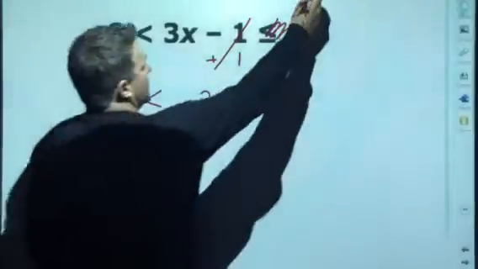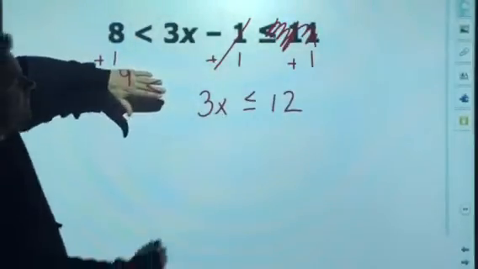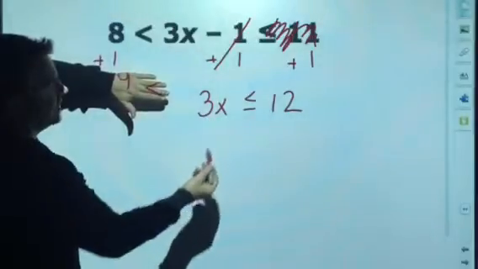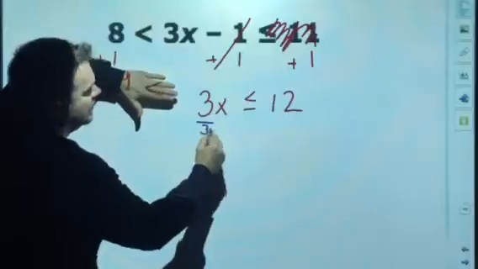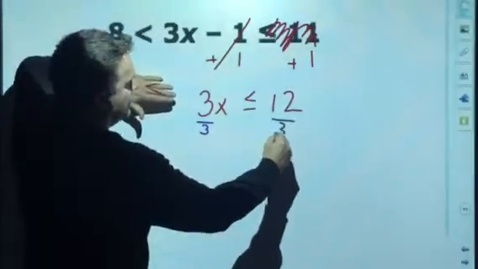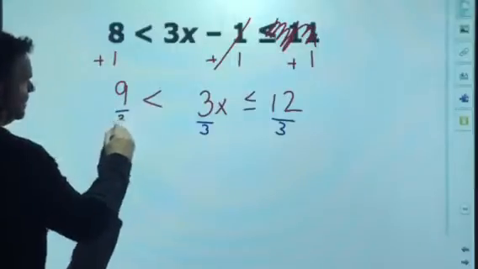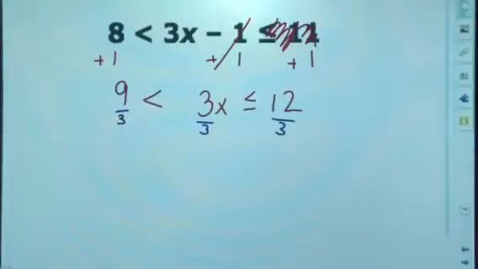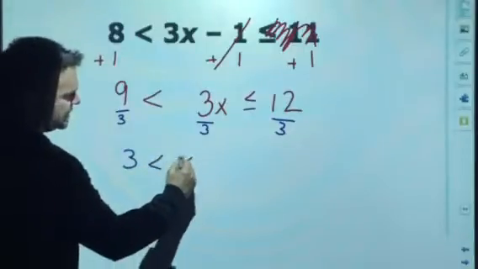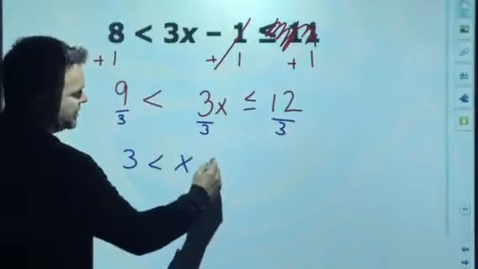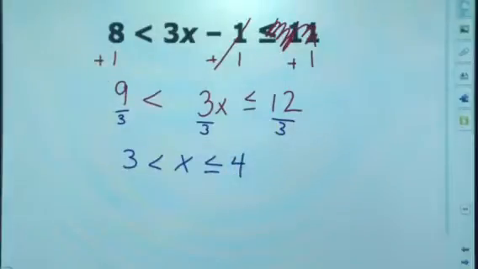Okay, so this time, instead of covering it up, I'll cover it up this way. We have 3 times something is less than or equal to 12. We need to divide by 3 and divide by 3, and then do the same thing to the 9. We're going to divide by 3. So we're left with 3 is less than x, but it is also less than or equal to 4.